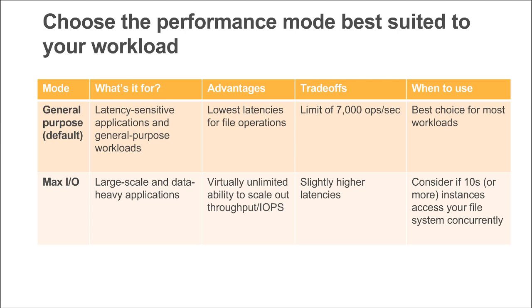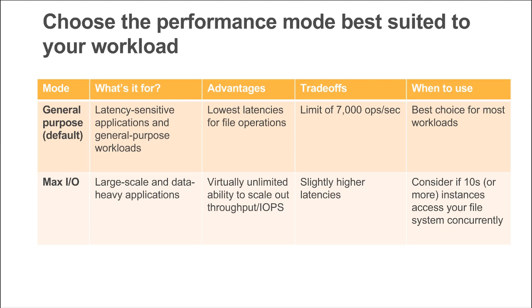With max IO mode, which is really designed for large scale and data heavy applications, you have virtually unlimited ability to scale out throughput and IOPS, so you don't have the 7,000 operations per second constraint, with the trade-off of slightly higher latencies.